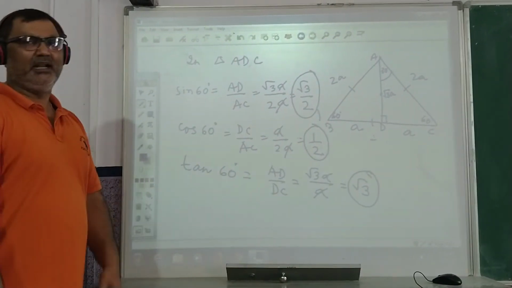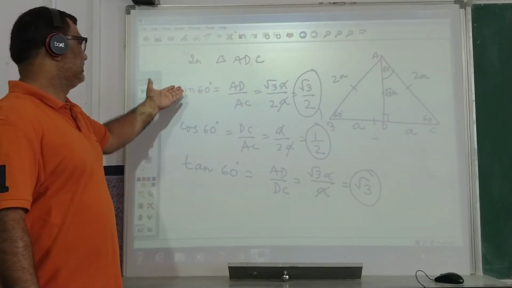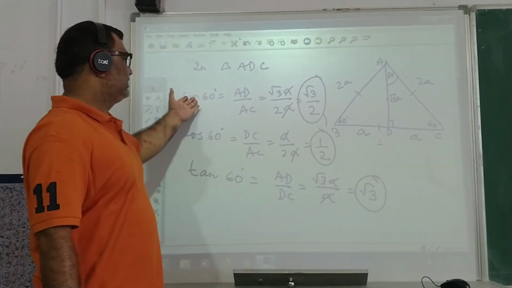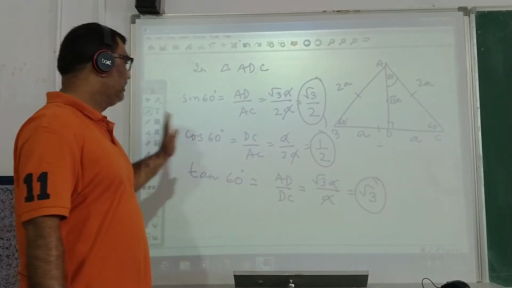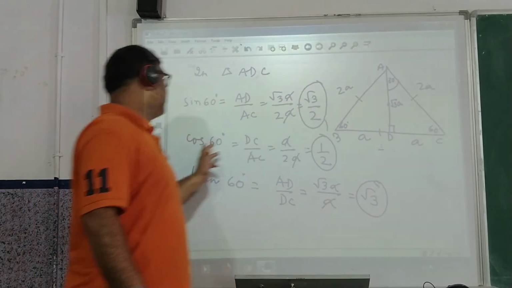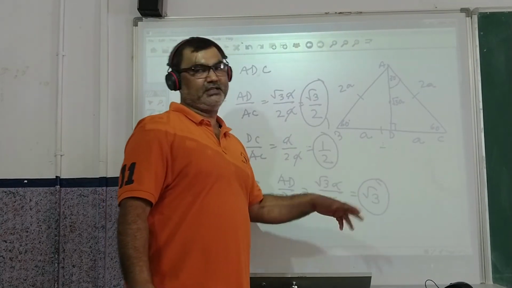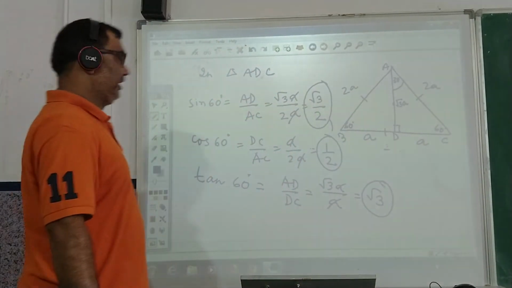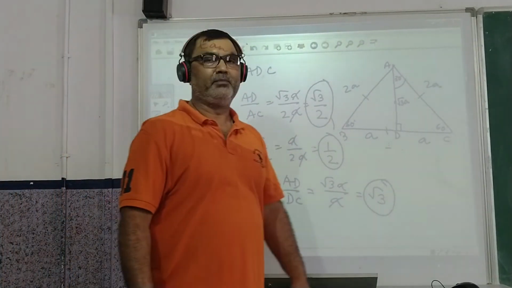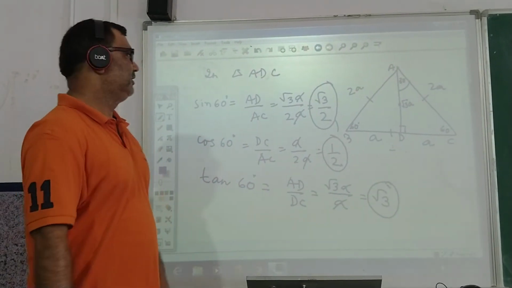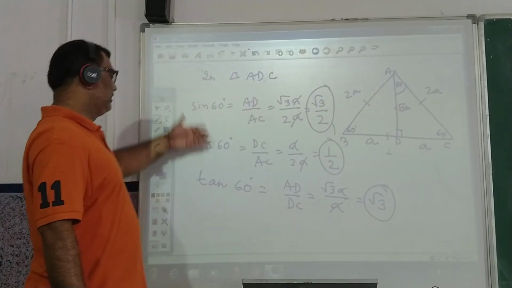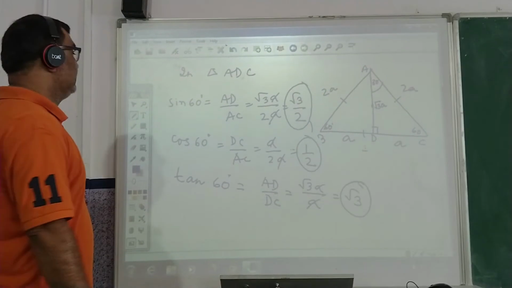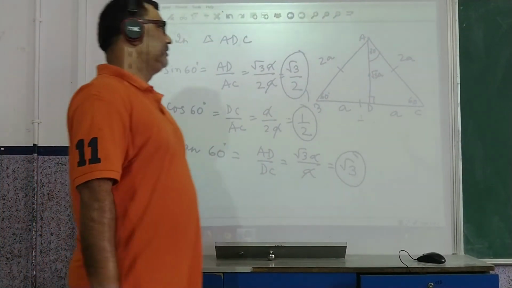I think you can easily calculate the reciprocals. Reciprocal of sin 60 is cosec 60. So sin 60 is root 3 by 2, so cosec 60 is 2 by root 3. Cos 60 is 1 by 2, so sec 60 is the reciprocal of 1 by 2, that is 2. Tan 60 is root 3, so cot 60 is 1 by root 3. No need to write it. So if the values for sine, cos, tan are known, we can easily calculate the values for the reciprocals, that is cosec, sec and cot.